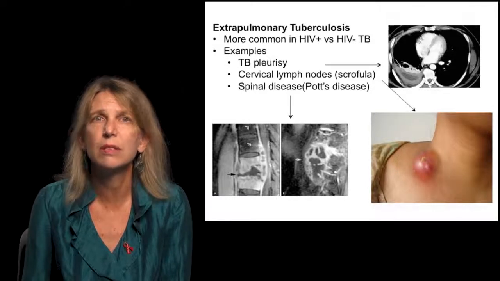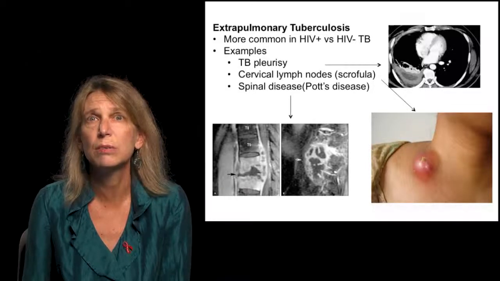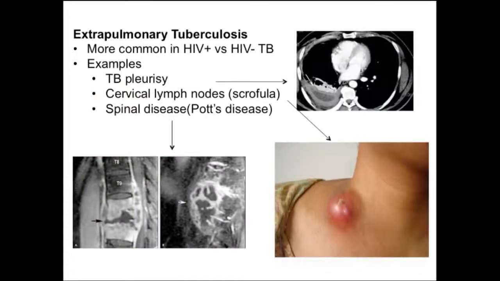Extrapulmonary tuberculosis, or tuberculosis outside of the lung, is much more common in persons with HIV who have tuberculosis compared to those without HIV. Some of the examples of extrapulmonary tuberculosis, as shown in the pictures here, include TB pleurisy, cervical lymphadenopathy, shown here, also referred to as scrofula, and spinal disease, or Pott's disease.